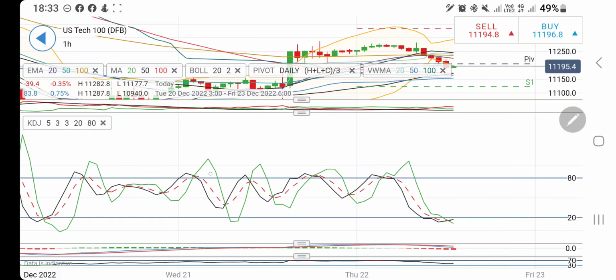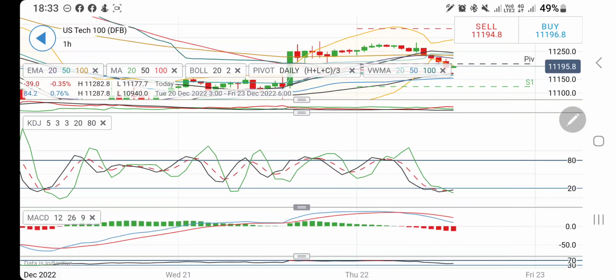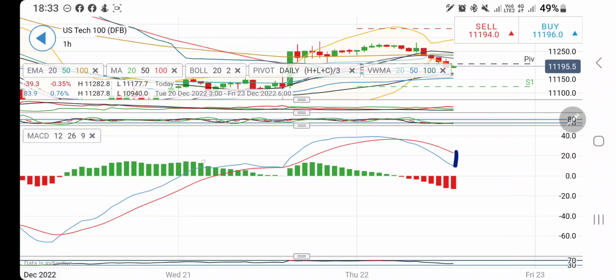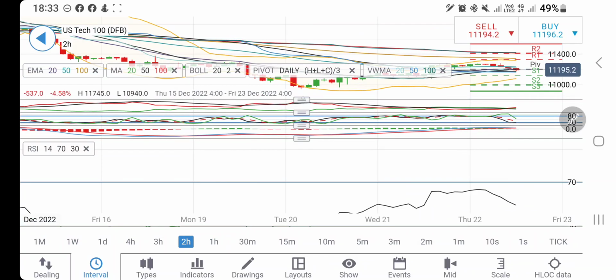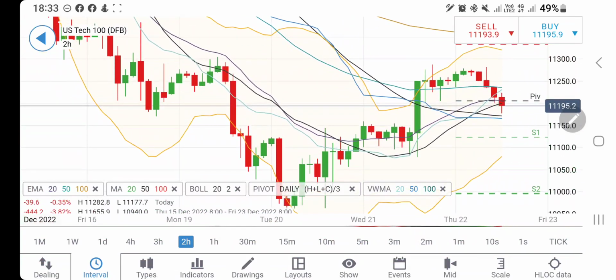Now see, directional movement is bearish. Stochastic is trading oversold on the hourly charts. The MACD is divergent and bearish. It is looking downwards, and the RSI is also trading comfortable near to bottom. Now look at the 2-hour charts.